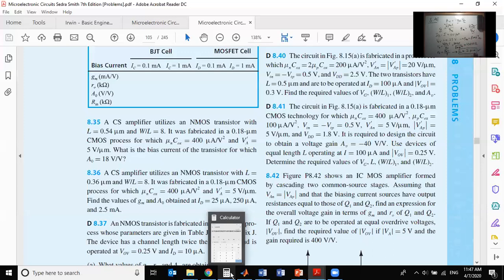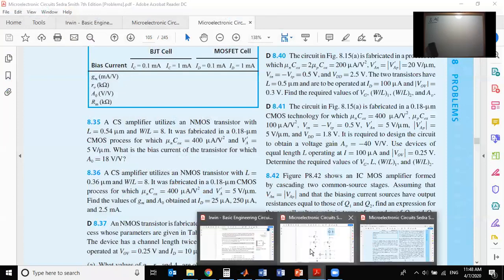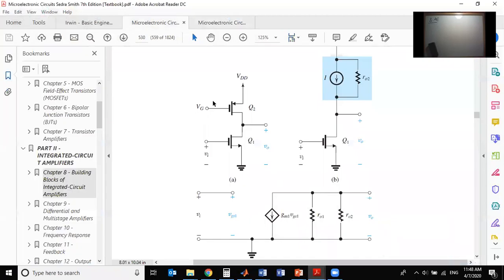Okay, now we found L. How to find W over L? What were the requirements? Oh, we need to find VG. How to find VG? So let's go back to the circuit. We need to find this VG here. VG is the bias for the current source transistor.